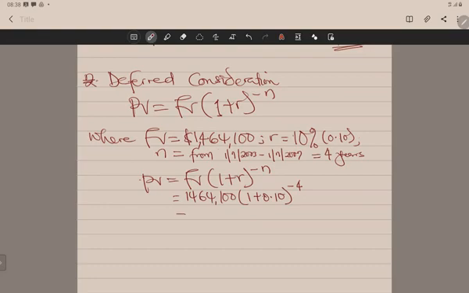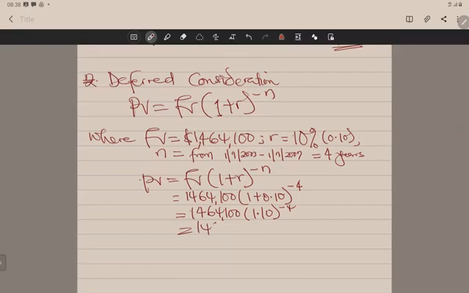I hope you are with your calculator. So please punch it. First of all, how do you press your calculator? You will have your 1,464,100 in bracket. You will press 1 plus 0.10. That one is 1.10.